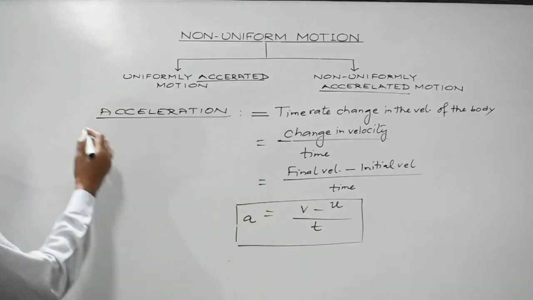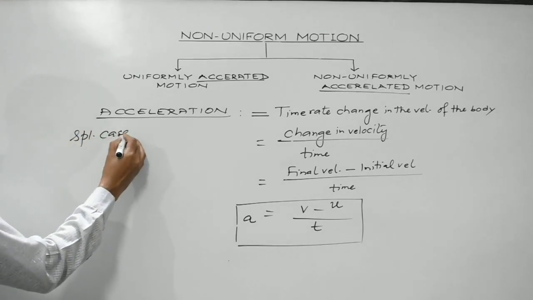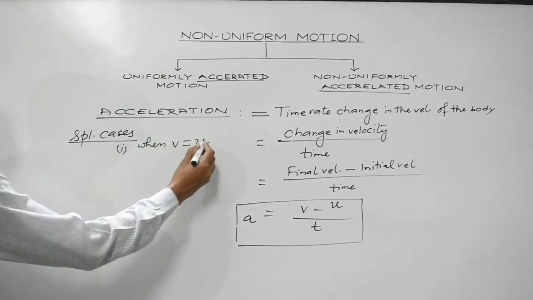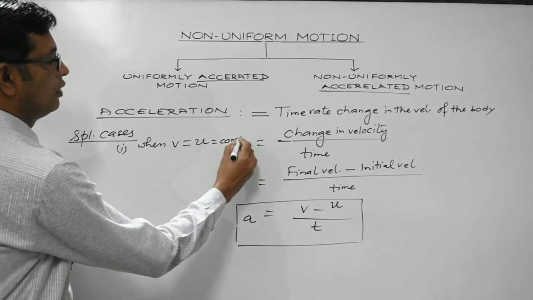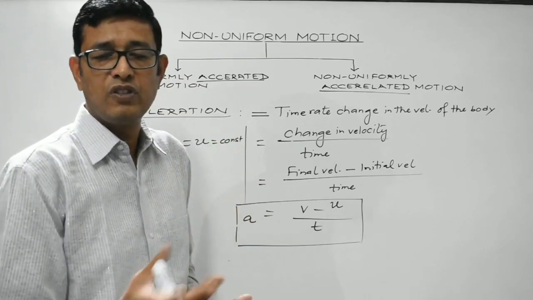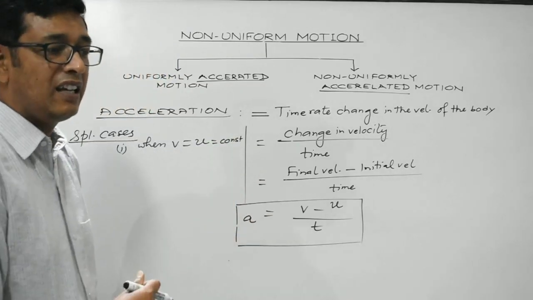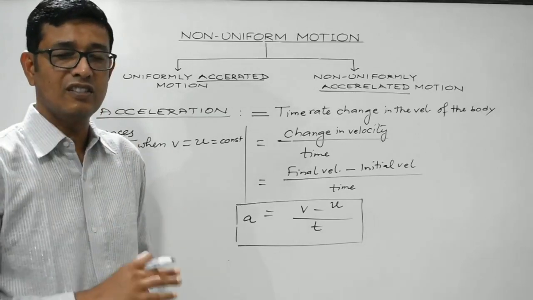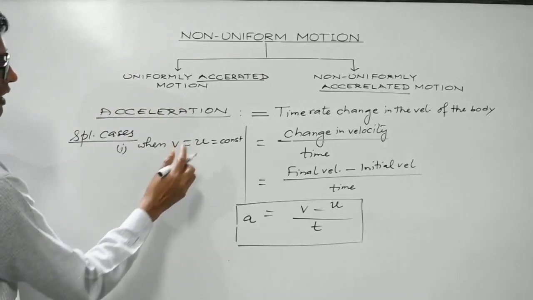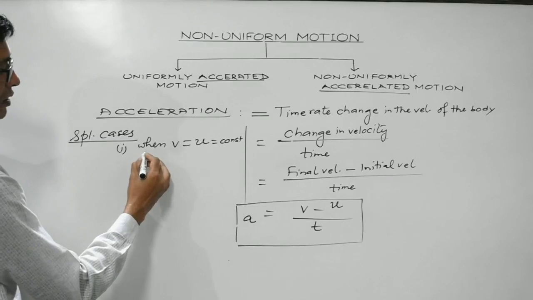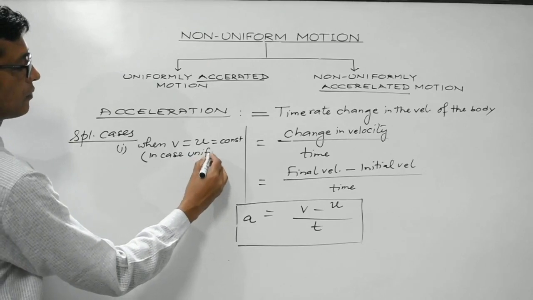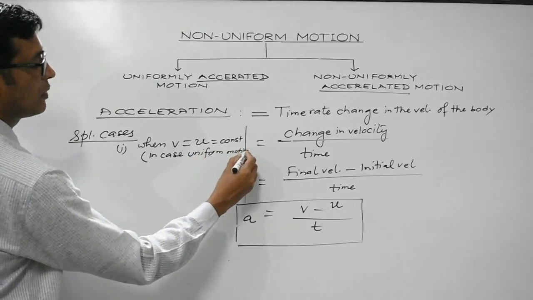Now, let's consider some special cases. Okay, let's consider first case. When v is equal to u is equal to constant. It means that if we consider body moving along a straight path, as usual we are dealing with one-dimensional case only. In that case, if the speed of the body remains constant, with the passage of time, the speed doesn't change, the velocity remains constant. So, that is the case when v equals u is equal to constant. That is, velocity is constant only in case of uniform motion. We are dealing with uniform motion in special case 1.